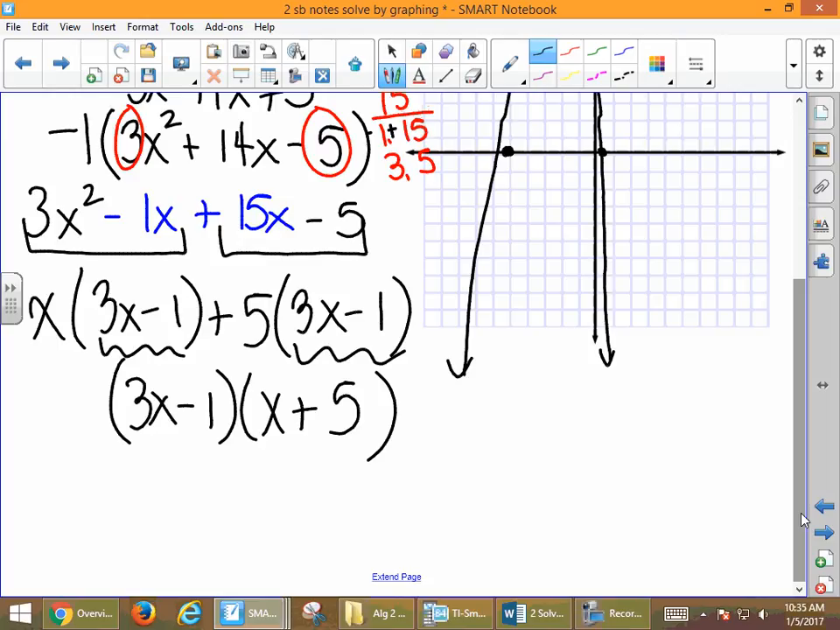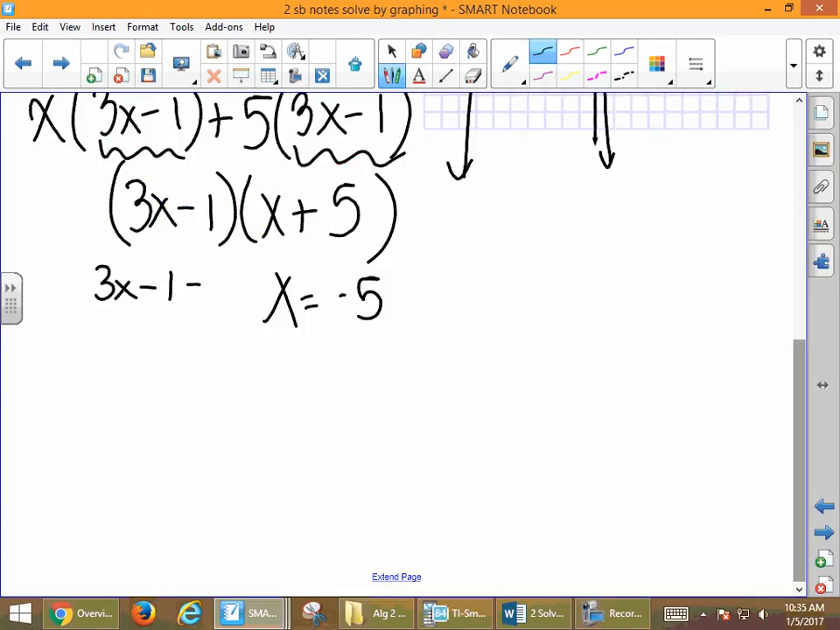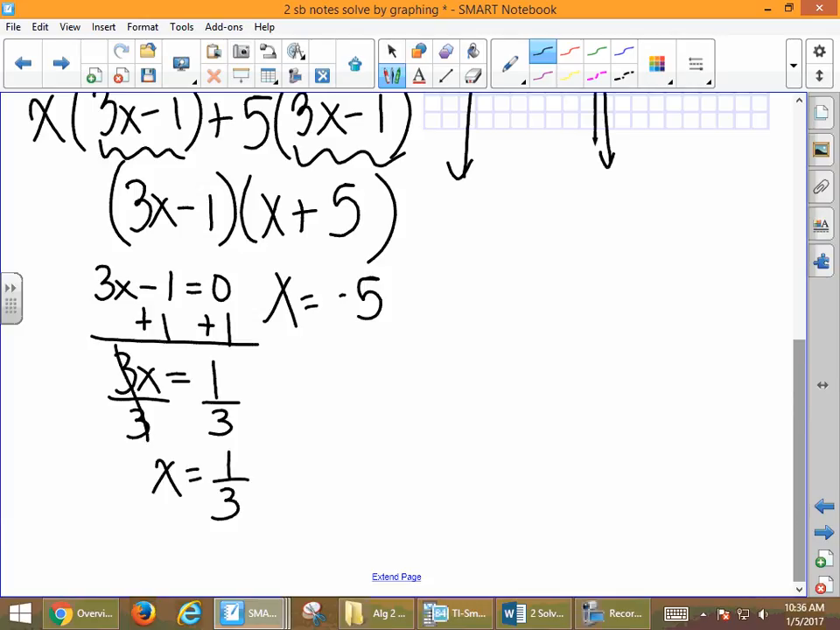And we already know that x equals -5. But what we don't know is what the other root is. We can take the 3x minus 1, set it equal to 0. So we can add 1 to both sides, and we get 3x equals 1. Divide both sides by 3. So we get x equals 1/3. Our other root is 1/3. You could check that by using your second trace button, second calculate button on your calculator, which is a nice feature to be able to use.